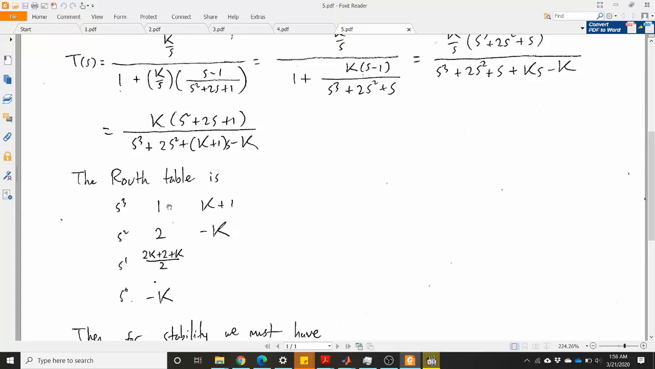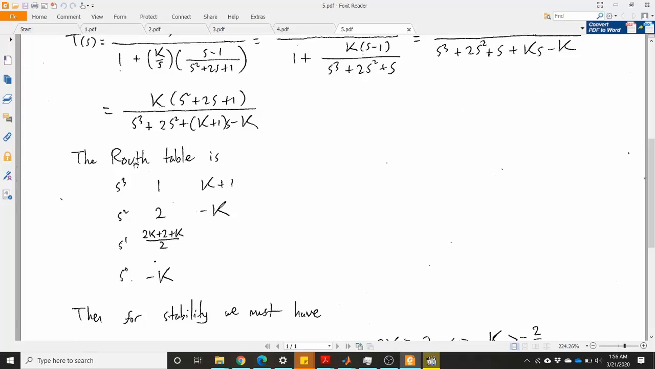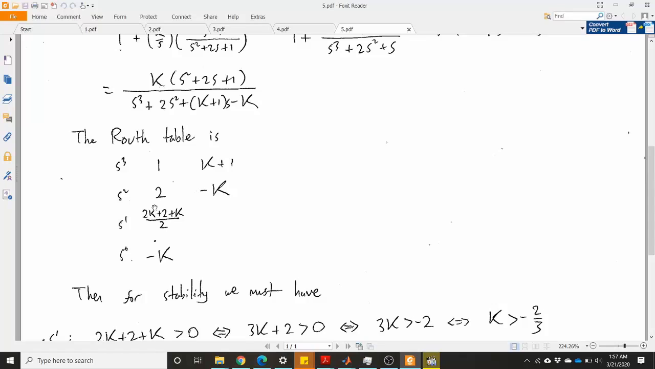We construct the Routh table. On the s cubed row is 1 and k plus 1. s squared is 2 and minus k. On the s1 row, here is 2 times (k plus 1), so 2k plus 2, minus (minus k), so plus k, so 2k plus 2 plus k, which is 3k plus 2, over 2, and on this is just minus k.